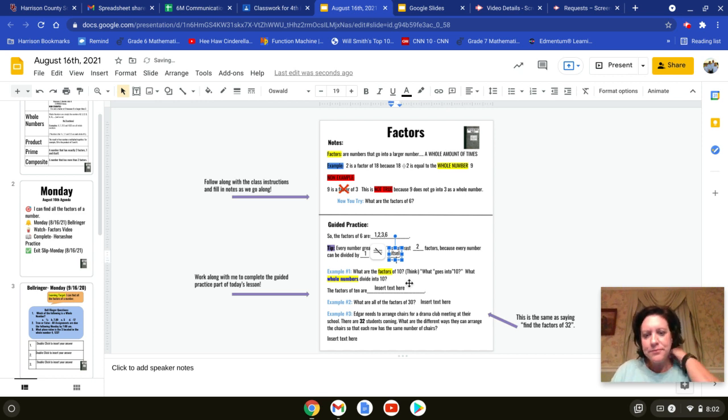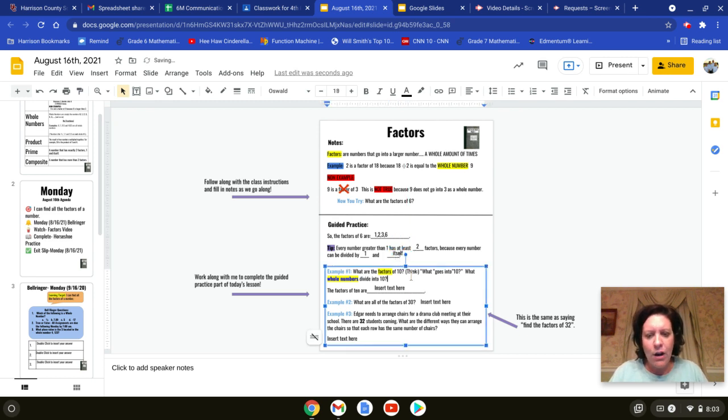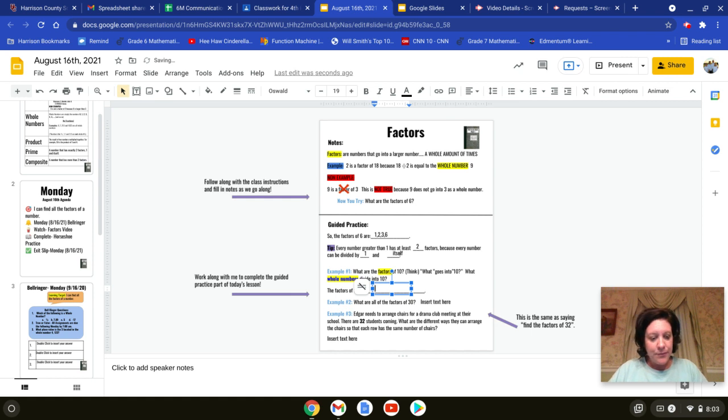All right. Now, I want to think about the numbers that make 10. What goes into 10? We're making 10 in our factory. What pair together makes 10? 1 and 10. Now, we go to 2. Does 2 go into 10? Sure. 2 times what makes 10?